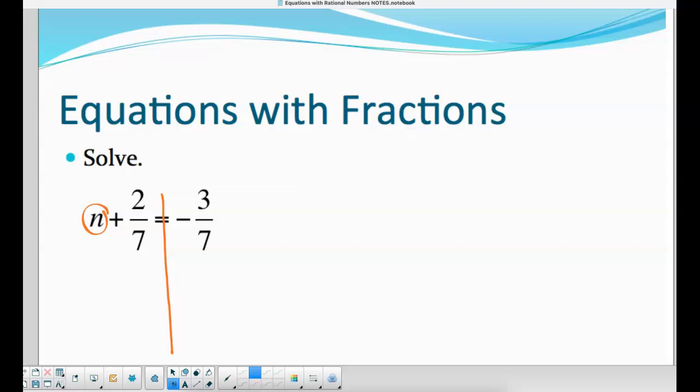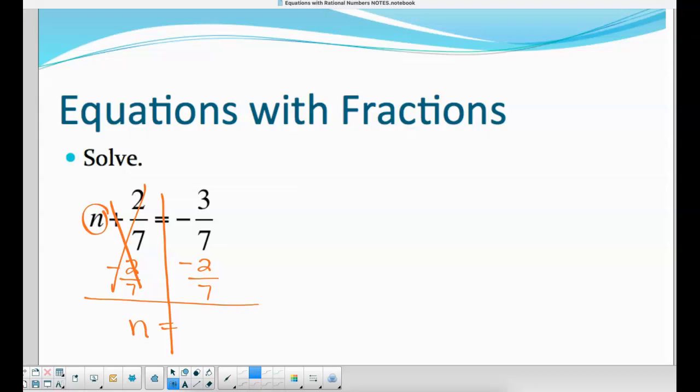I have to get rid of the 2 sevenths. How am I going to do that? How am I going to get rid of the 2 sevenths? Monica? Minus 2 sevenths. Yeah. This is plus 2 sevenths, so I'm going to put negative 2 sevenths on each side. These cross off. We have N equals.